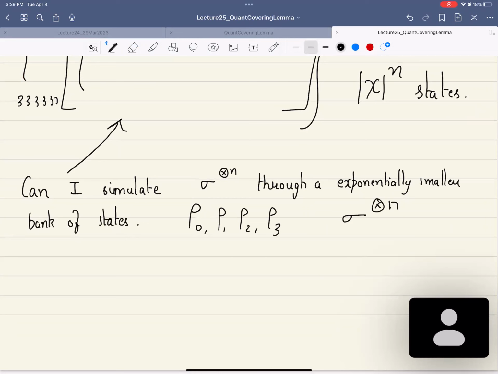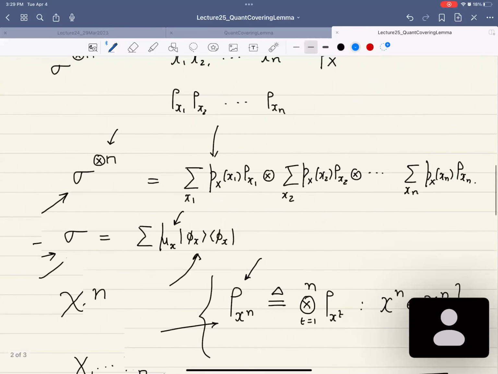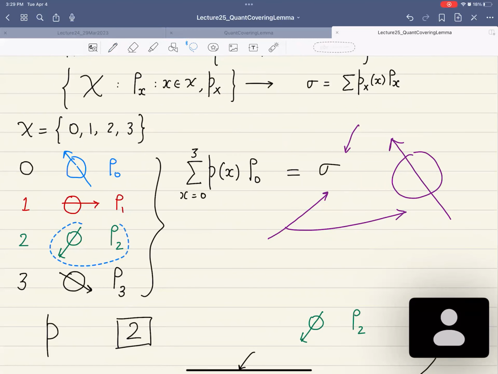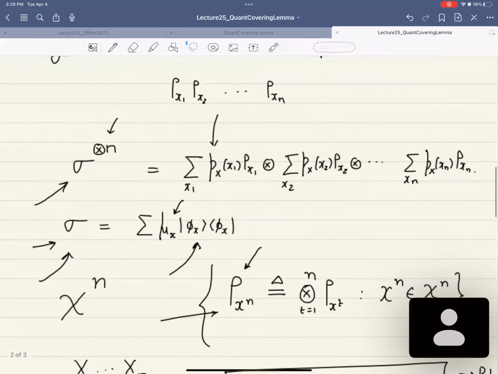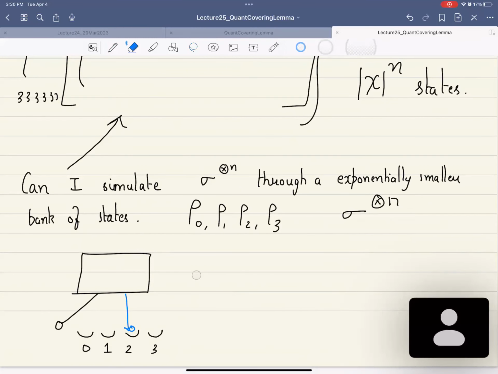Is the question clear? So I have this machine. It has a lever, and this lever can be put in position 0, position 1, position 2, position 3. If you put it in position 2, you will end up getting the rho 2. Rho 2 is some green state. So you will end up getting this quantum state. You only have this machine. So if you put it in this state, you will end up getting this quantum state.